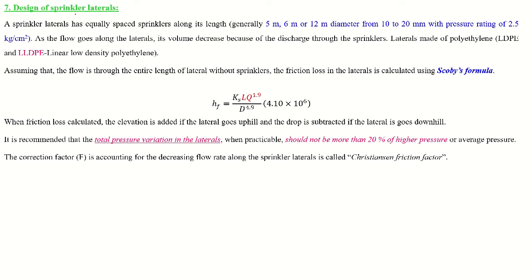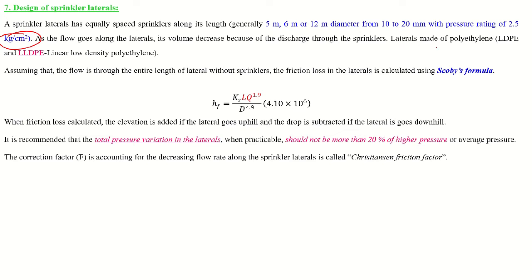Next one is the design of sprinkler laterals. So these are the most important parameters. The sprinkler lateral has equally spaced sprinklers along its length, generally 5 meters, 6 meters or 12 meters. The diameter of the sprinkler is 10 to 20 mm with an operating pressure of 2.5 kg per centimeter square. As the flow goes along the lateral, its volume will decrease obviously, and so does the discharge of each sprinkler.